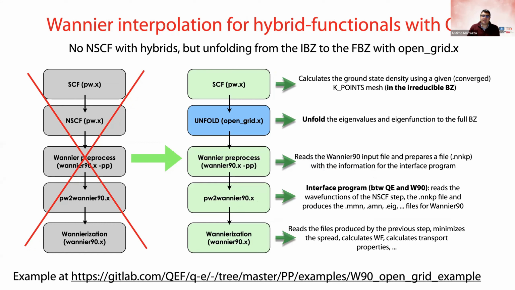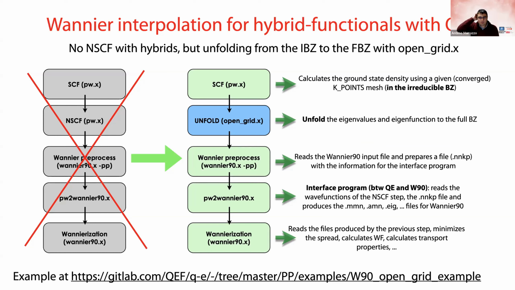Again, there is a problem with that, because it's not a sole function of the density. But what you can do is use a code that is part of the Quantum Espresso distribution. It's called Open Grid, and it has been developed by Lorenzo Paulatto, to unfold your eigenvalues and eigenfunctions from the reducible Brillouin zone to the full Brillouin zone, okay? And after that, you proceed as in a regular DFT calculation. We run Wannier90 as a preprocessor. You get the input file for PW to Wannier90, you run PW to Wannier90, and then finally Wannier90, okay?